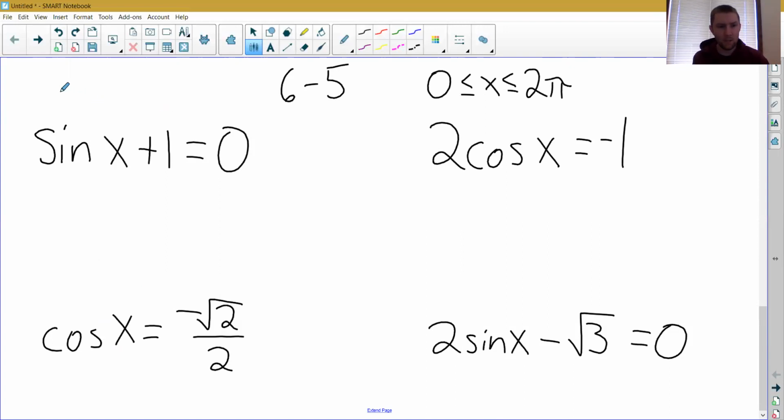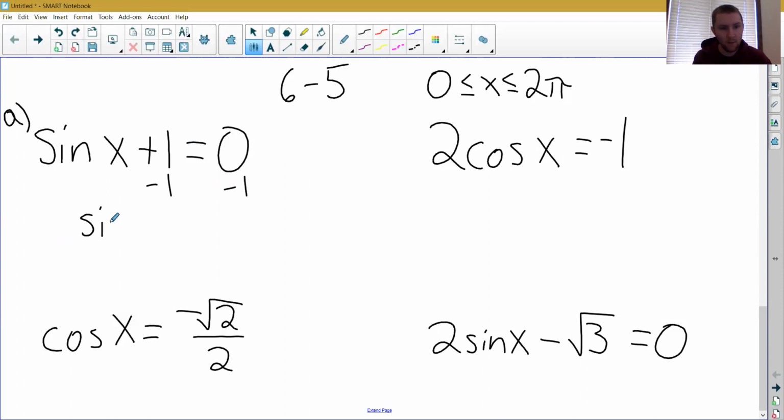So if we look first at letter A, our first step here is to get the trig stuff by itself. The trig stuff is sine of x, okay? I want to get this by itself, which means I need to get rid of this plus 1. Thinking way back to algebra 1, how we used to solve equations, how do we get rid of a plus 1? Well, we just minus 1 over here.